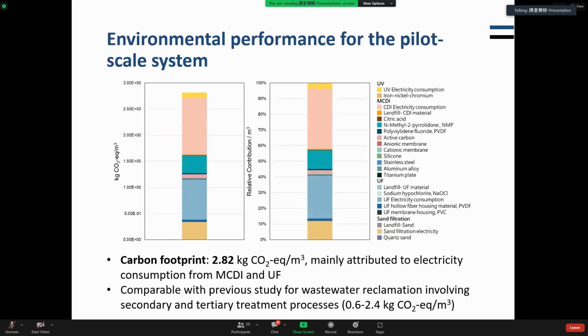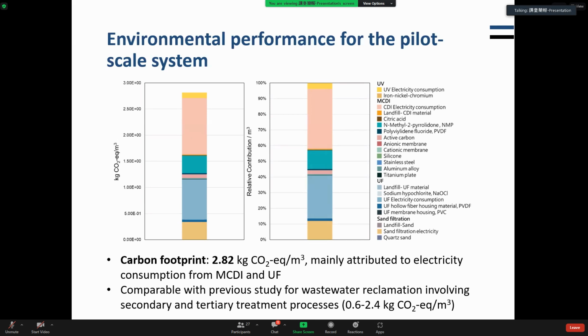Okay, so what we have found is the carbon footprint for the whole system. If you can recall, for the MCDI module that we finalized in the first part, the carbon footprint was about 0.7 kilograms of carbon dioxide equivalent, but now the carbon footprint is about 2.82 kilograms of carbon dioxide equivalent. It's mainly due to the electricity consumption of the MCDI and UF, because these are the two main units that deal with the water treatment process and remove most of the ions and contaminants from the stream. That's why their energy consumption contributes a lot to the carbon footprint.